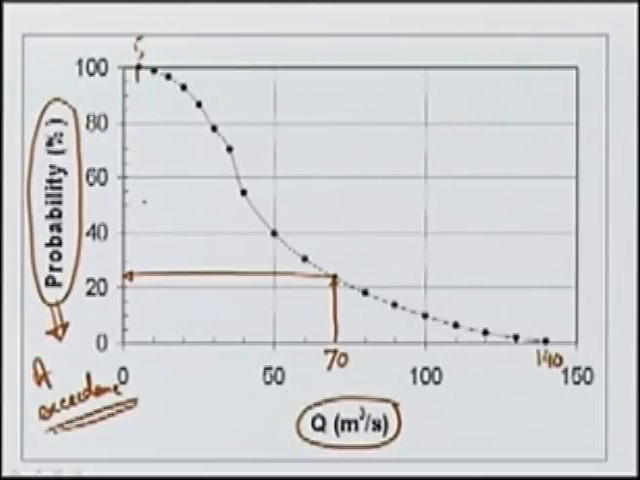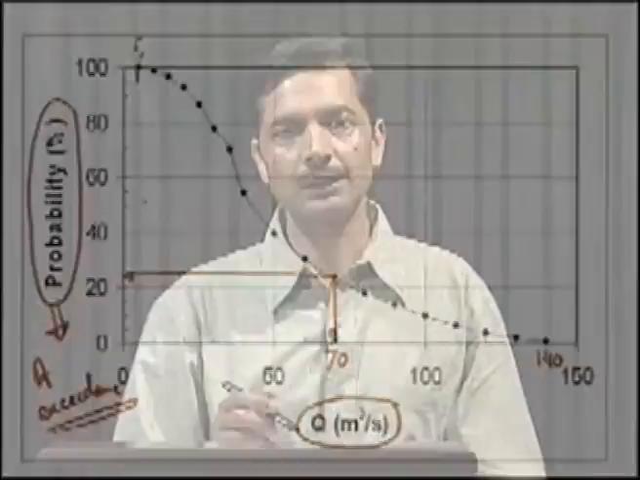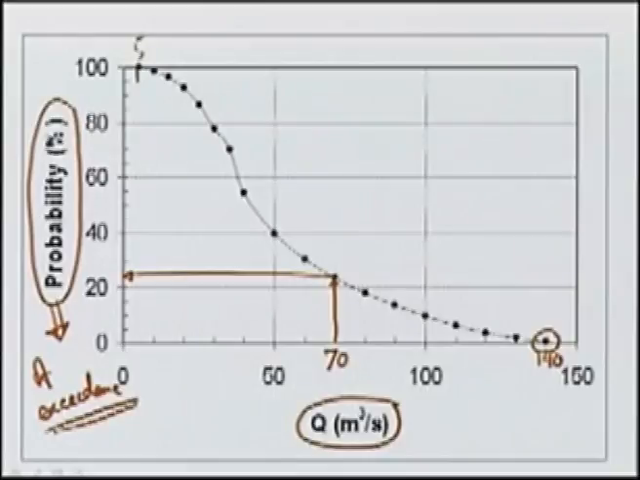So, what it means is that if we go to the river and measure the average discharge over a day, for any day, there is a very high chance that it will be more than 5 meter cube per second, and there is very little chance that it will be more than 140 meter cube per second. The average discharge throughout the day is likely to be smaller than 140. And if we look at this point, then the probability that discharge will be higher than 70 meter cube per second is about 25%. So, this gives us a flow duration curve, and we can use this curve to obtain the reliability of certain discharge.